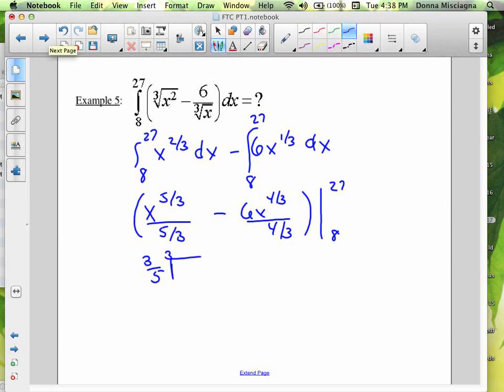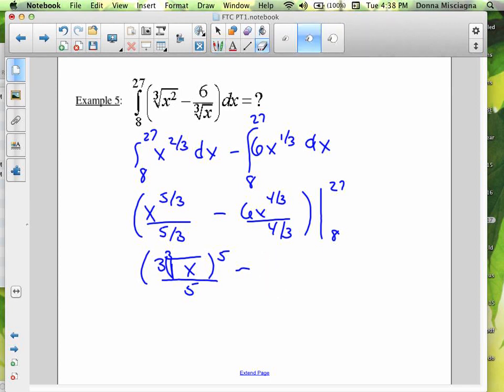So cube root of x raised to the 5th power. And actually, I'm going to write that a little bit nicer. I'm going to put the 3 in the numerator and the 5 in the denominator, rather than writing it as a fraction. Let's put it as one fraction there. And then over here we'll have minus 3/4.